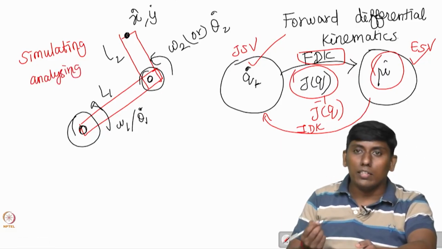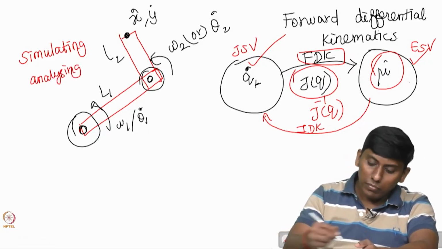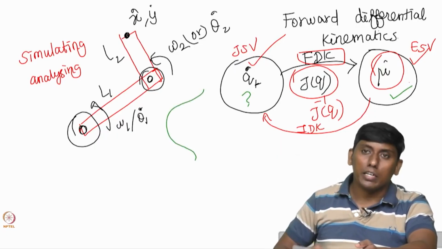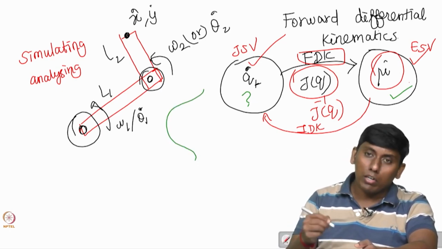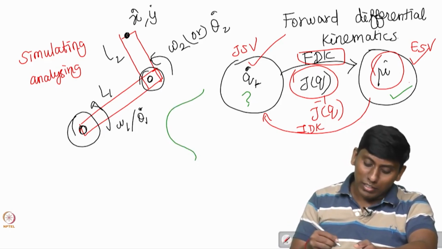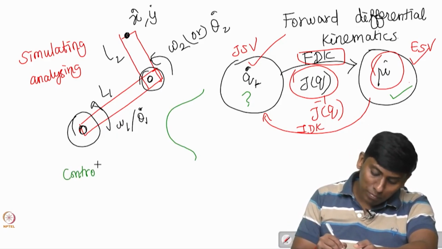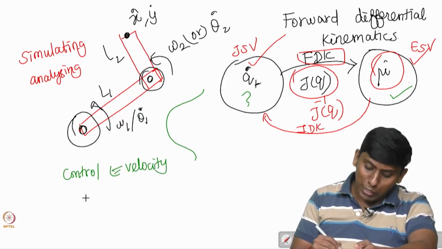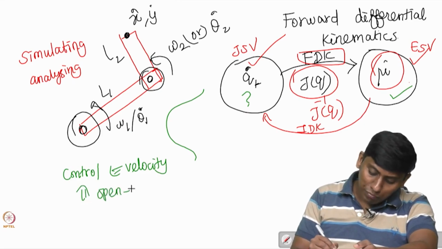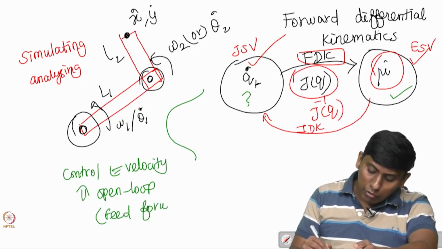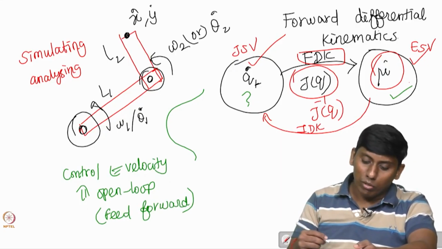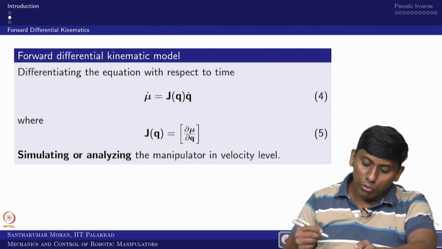The other thing is you know this and you are trying to find out this. In the sense you want to follow some end effector velocity profile and see what your joint space velocity vector is. So you are trying to control, but at velocity level, without any feedback. So it is open loop, in the sense it is a feed forward. So that is what you can say is inverse differential kinematics. That is what we are trying to see. I hope you can see.